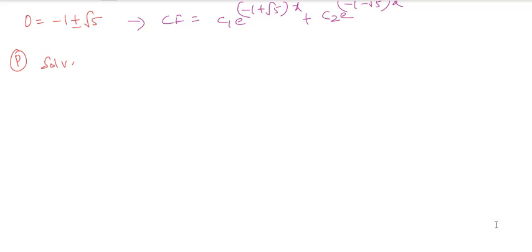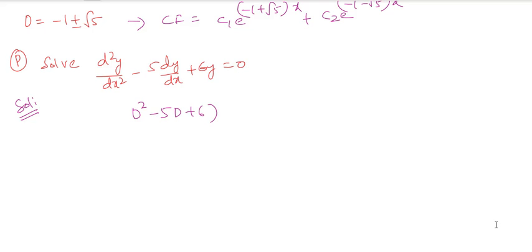Yeah, solve d square y by dx square minus 5 into dy by dx plus 6y is equal to 0. So this is your differential equation. Yeah. So I can represent this as D square minus 5D plus 6 into y. So this is f of D into y is equal to 0, which is a homogeneous linear differential equation. So get the roots for this. What are the roots for this? 2 and 3 are the roots.